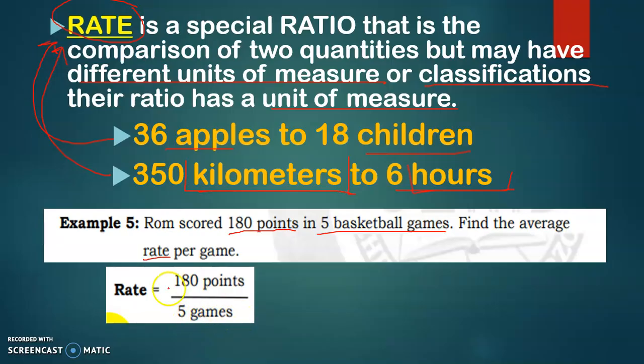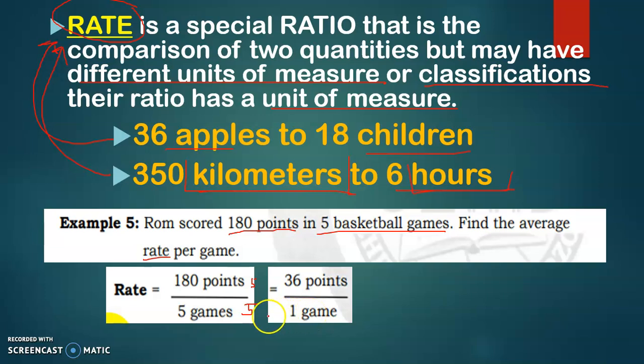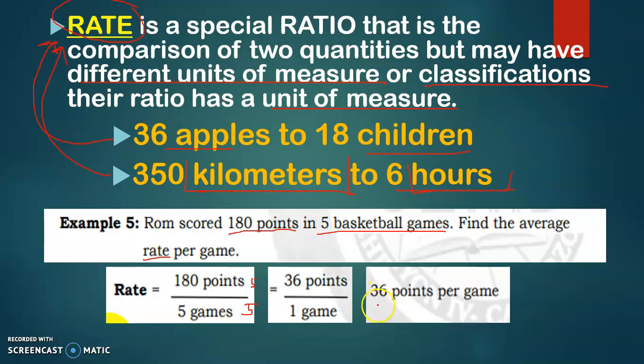Sabi natin kanina, the rate or ratio should always be written in its lowest term. Kaya hanapin agad natin yung greatest common factor ng 180 at 5. So, anong number ang pwedeng i-divide sa 180 na pwede rin i-divide sa 5? Yung pinakamalaking numero. So, that is 5. Okay, and this is 5 also. So, 180 divided by 5, okay, that is 36, and then 5 divided by 5, that is 1. Kung kaya naman, the lowest term of our rate, 180 points is to 5 games, is just 36 points is to 1 game. Or, rate can also be written like this, 36 points per game. Okay, so ganun.